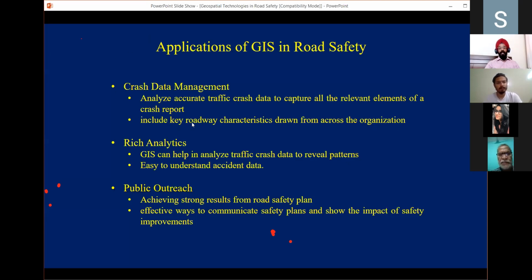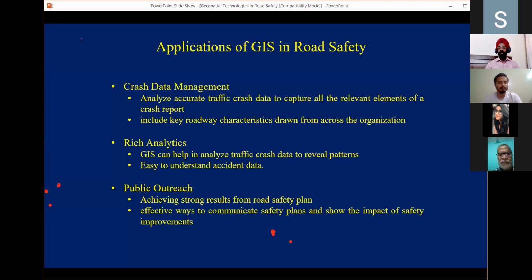We can include key roadway characteristics drawn from across the organization. That means I can include n number of parameters when I am analyzing crash data. This is not just an Excel sheet. Apart from inputting data, I can analyze a number of things, and that too based on what?